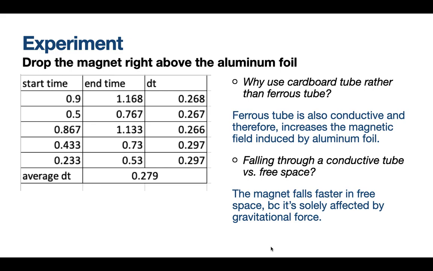And the second question is the difference between falling through the conductive tube and in free space. I will actually specify it in the following slide. But basically, the magnet falls faster in free space because it is solely affected by gravitational force.